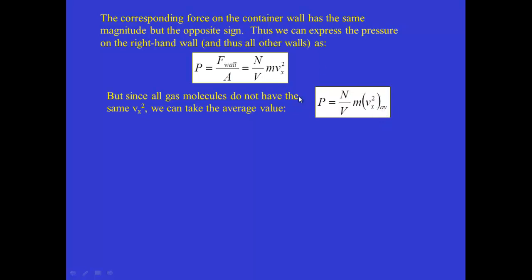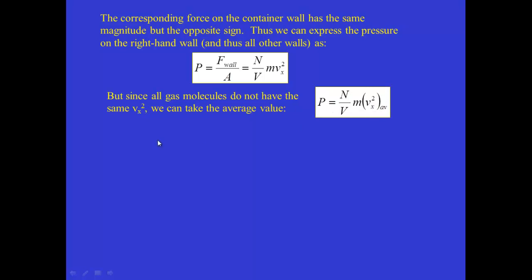And you can see why that's necessary. We don't take the average of Vx and then square it, because Vx values can be positive and negative. And if we took the average of all those values, we would get 0. But if we have the square of those values, those are always positive. So we'll take the average of the square of the Vx values.